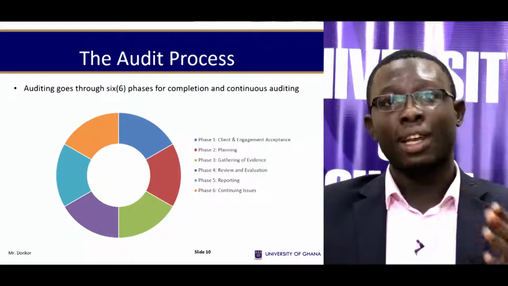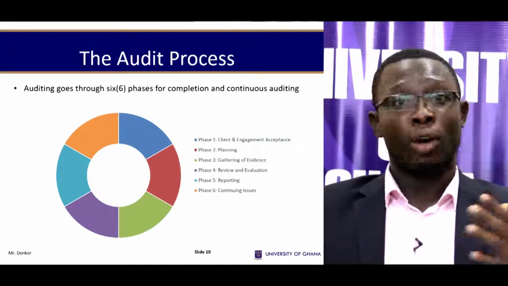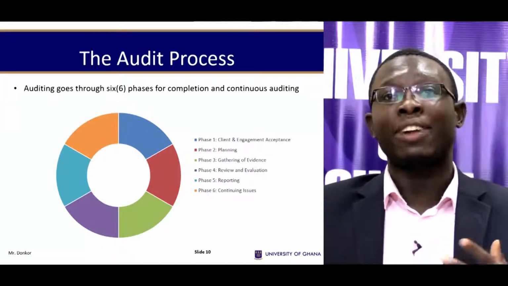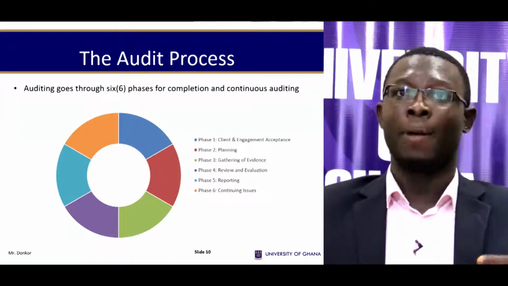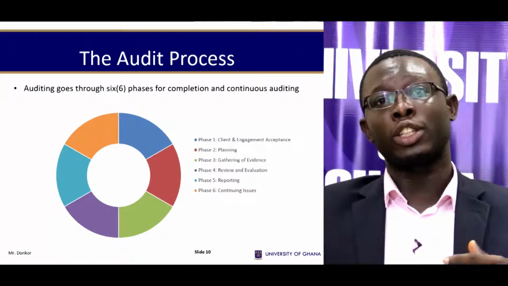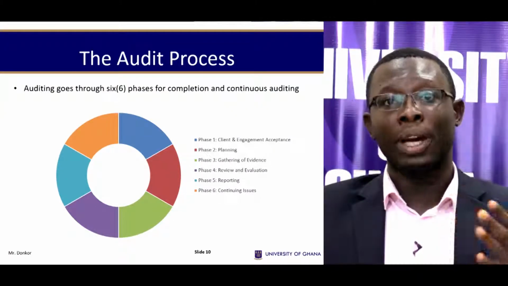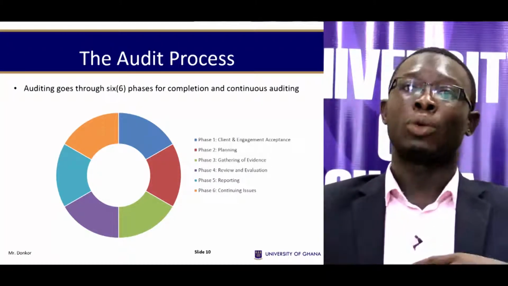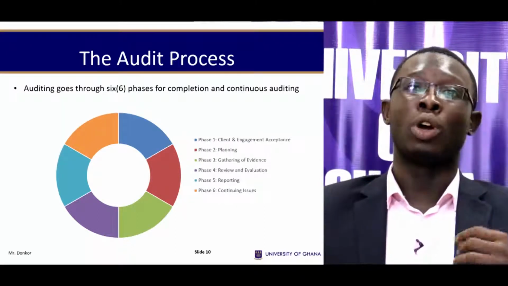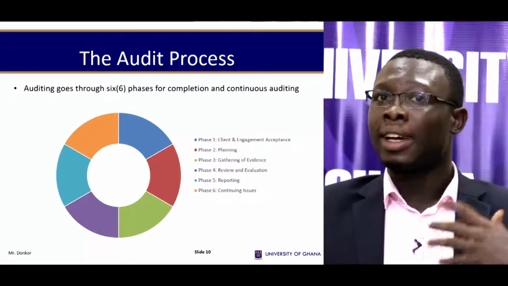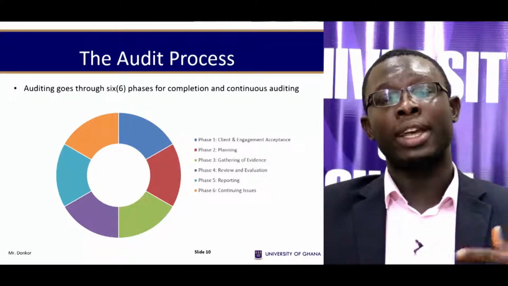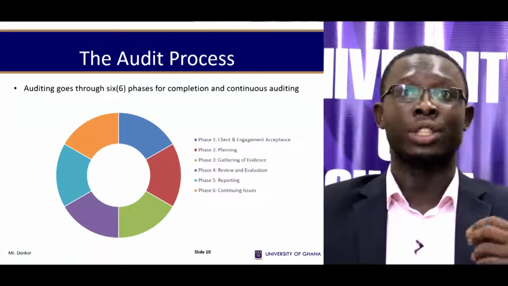The first phase is client and engagement acceptance. The audit firm needs to have a client and have engagement to work with, a job. After attaining this engagement, all the necessary contracts have been signed, they plan their audit. They plan what they are going to do, the whole purpose of it, and how they are going to conduct the activities of auditing. The third phase, that they have to go in there, gather evidence about their assertions.